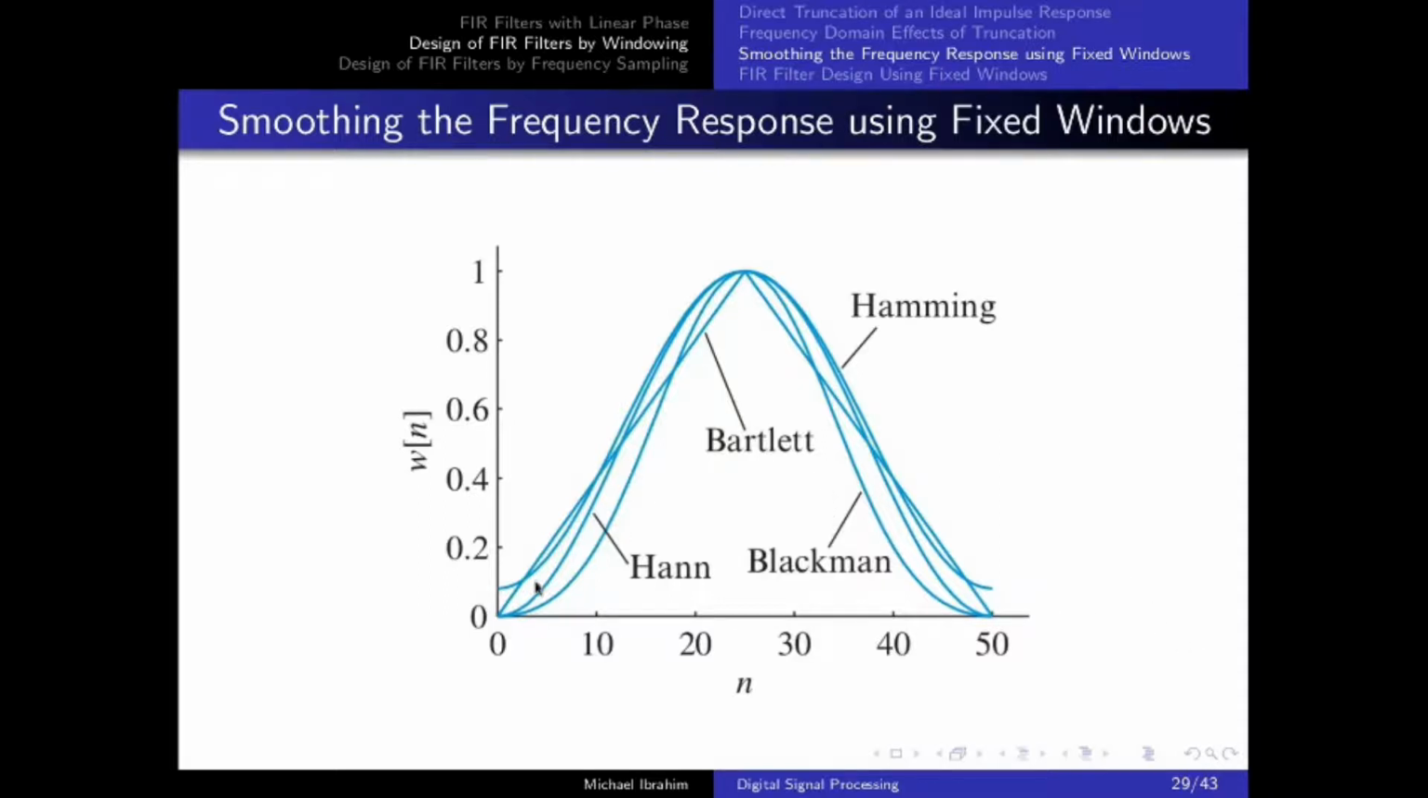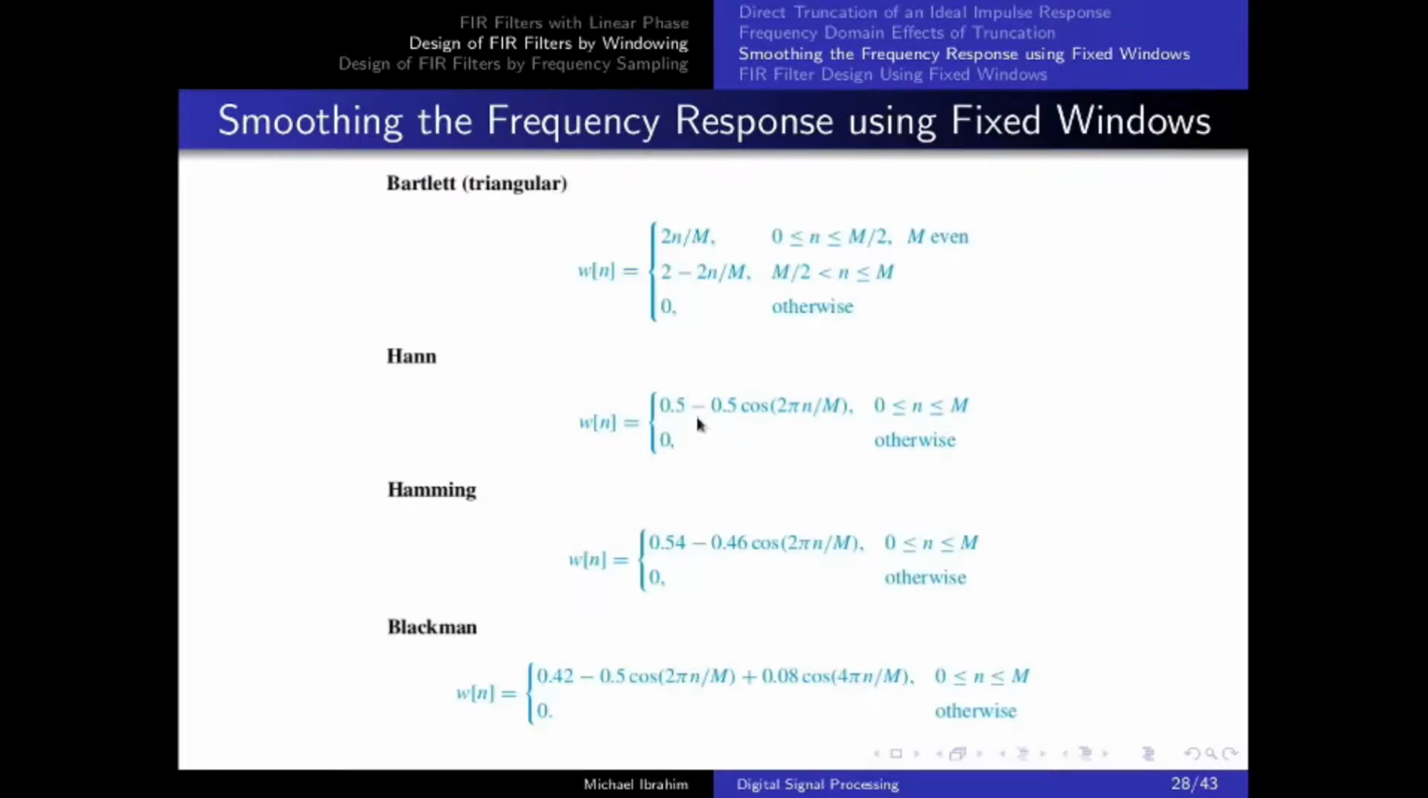The Bartlett is a triangular window, so it's a straight line from 0 up to the middle part of the window duration, and then it goes down again as a straight line. Hamming, Hahn, and Blackman are different variations of sine and cosine. As you can see, Hahn, Hamming, and Blackman are mainly cosine and sine windows, gradually increasing and decreasing.